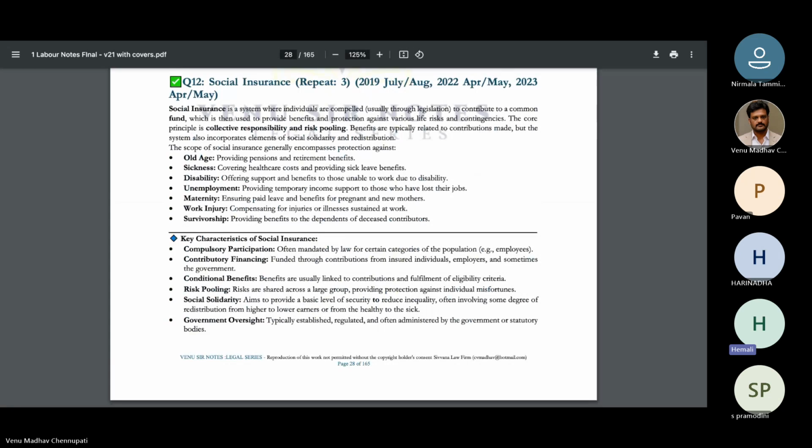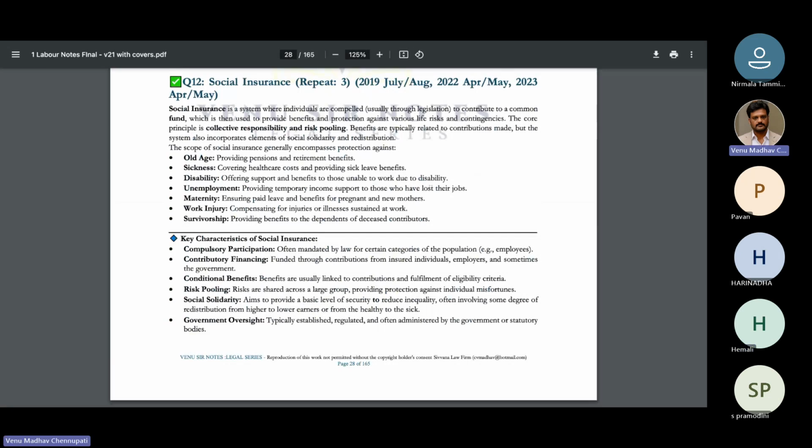Question 12. Social insurance, repeated 3 times. Social insurance is a system where individuals are compelled, usually through legislation, to contribute to a common fund, which is then used to provide benefits and protection against various life risks and contingencies. The core principle is collective responsibility and risk pooling. Benefits are typically related to contributions made, but the system also incorporates elements of social solidarity and redistribution.